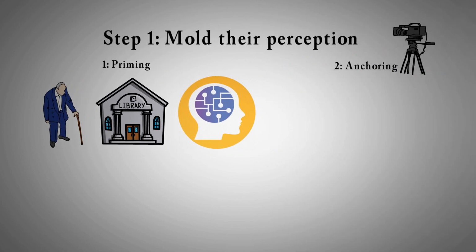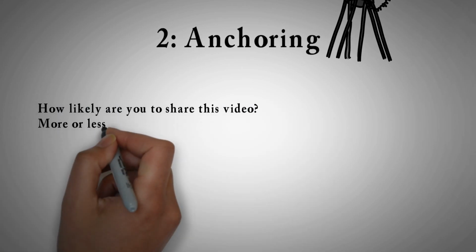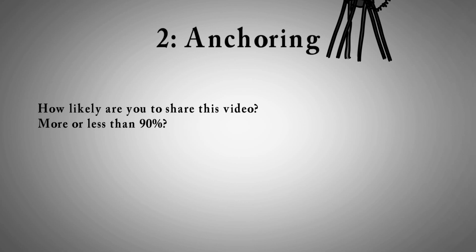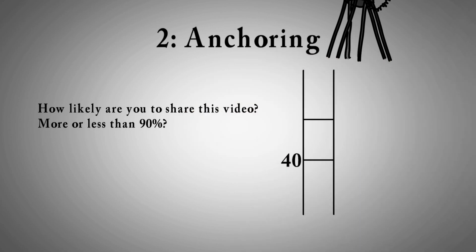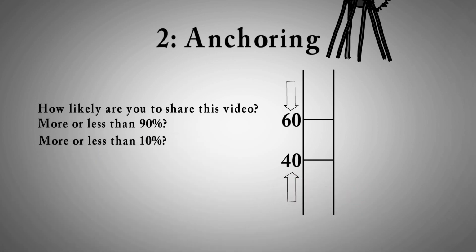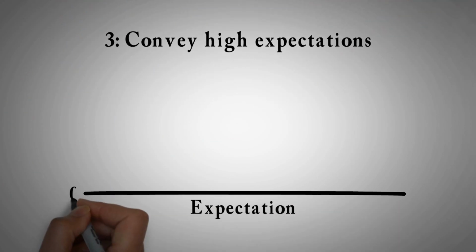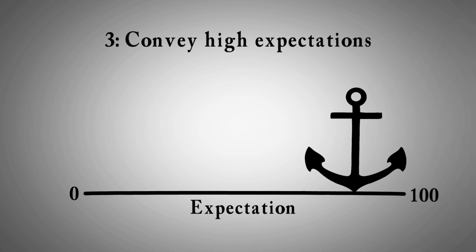2. Anchoring. How likely are you to share this video? More or less than 90%. If your range for sharing this video was 40 to 60%, then you likely thought 90% was too much and adjusted down to your upper bound of 60%. If I instead had asked whether it was less than 10%, then you would have moved up to your lower bound of 40%. 3. Convey high expectations. This is like anchoring, but just applied to expectations.